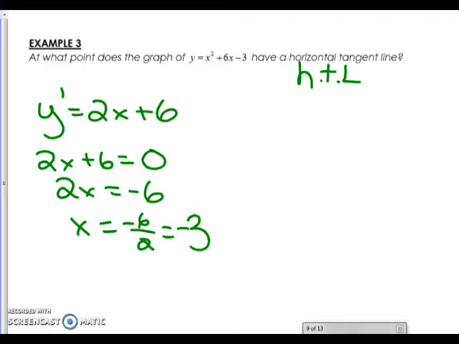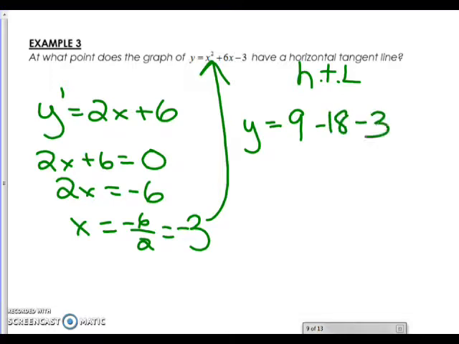So then the question becomes, what do I do with this number? Because this is the x value of the derivative. I need to take that -3 and plug it into the original. So we take that -3 and plug it into the original. So y equals -3 squared, which is 9, plus 6 times -3, which is -18, and a -3. That gives me y equals -12.